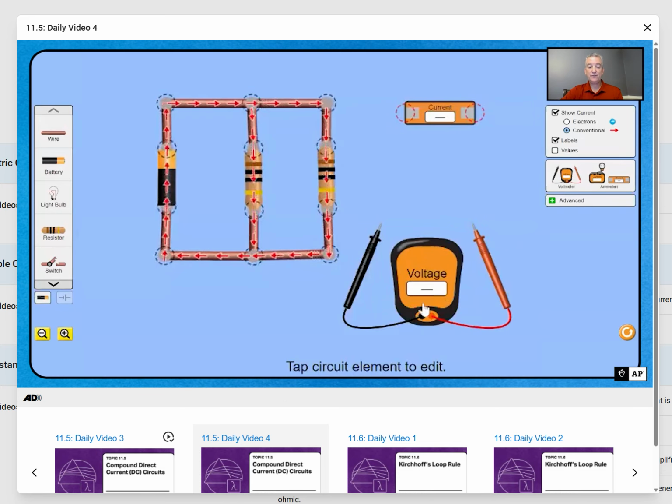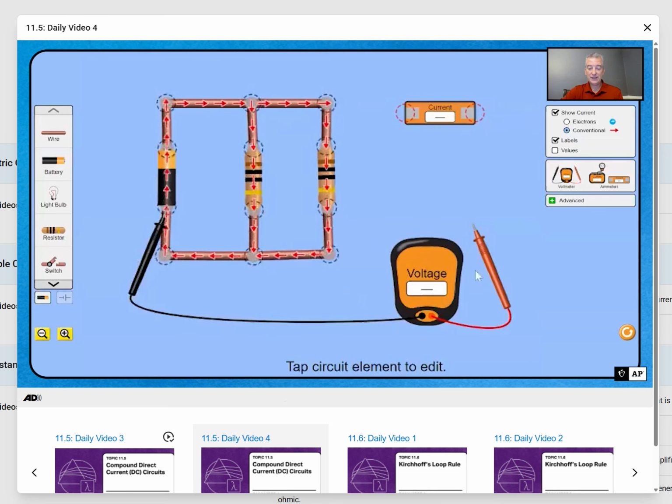In order to measure voltage, what we're going to do is take our probe and place it in parallel with the element that we are trying to measure the voltage across. Notice the battery is a 9-volt battery. Well, what would we expect to see is the voltage across the individual resistors?